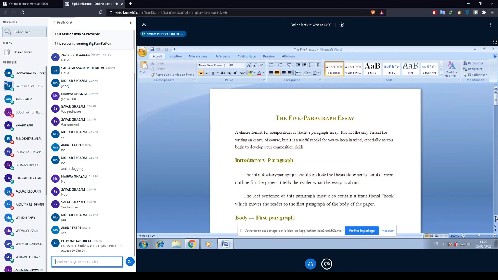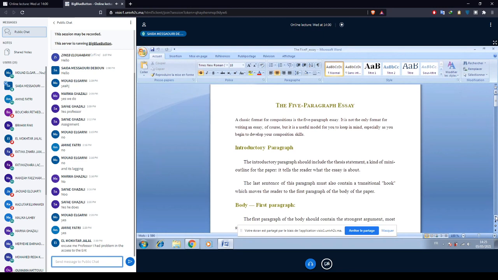Okay, so just quickly, we go to the introductory paragraph. We have talked a lot about this. So the introductory paragraph should include the thesis statement. Remember, the thesis statement is obligatory. If I don't have the thesis statement, it's a 0, a kind of mini outline for the paper. So it is obligatory to have this mini outline for the paper, which means that I have to have the 3 words that you're going to develop into the 3 paragraphs. So each keyword you're going to develop in one of the paragraphs, right?